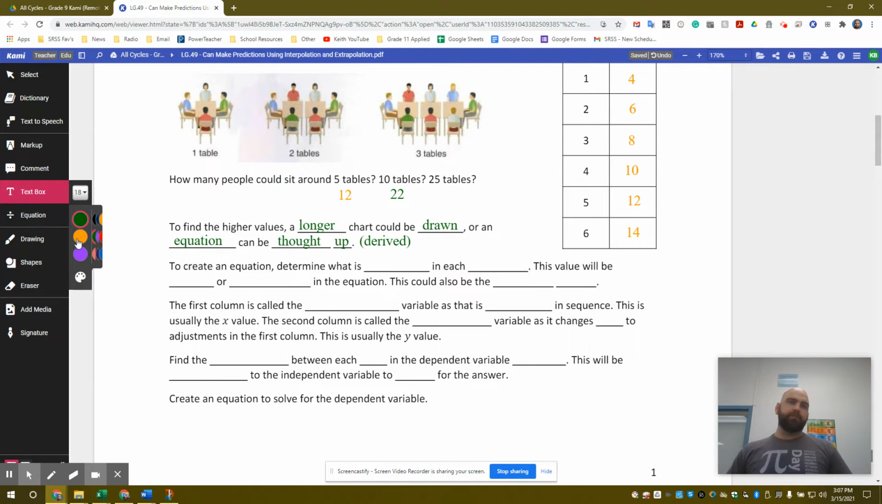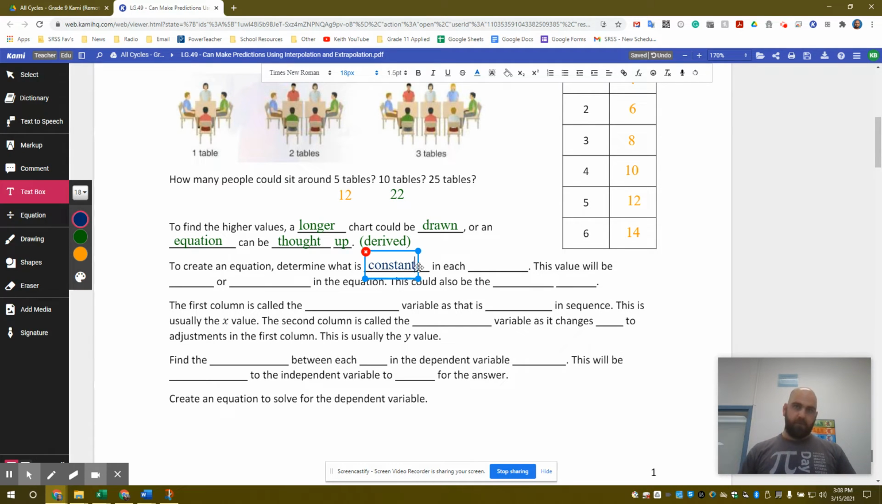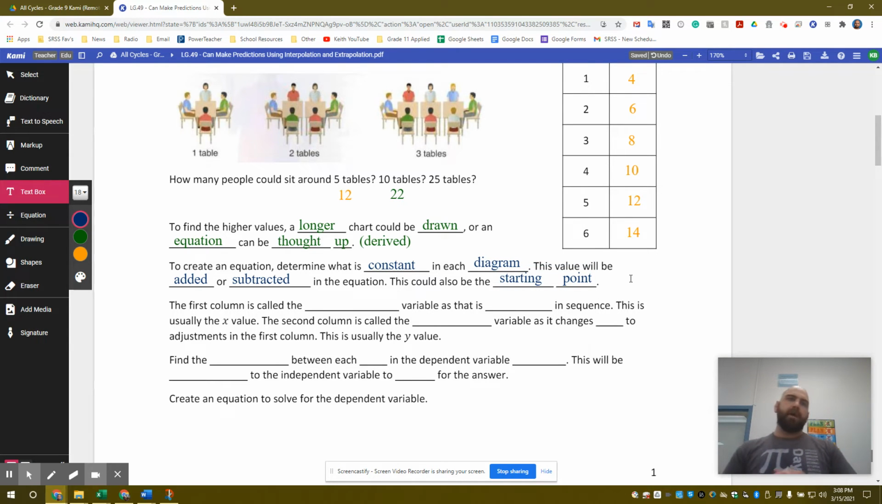Well, to create an equation, what we're going to do is determine what is constant in each diagram. And we're going to do more of this in a later lesson as well, but we're going to take a look right now at how we can come up with an equation. This value is going to be added or subtracted in the equation. We could also consider this to be the starting point, which in essence is, when our initial value is 0, what's going to be our starting point. Okay, so that's what we're going to look at.